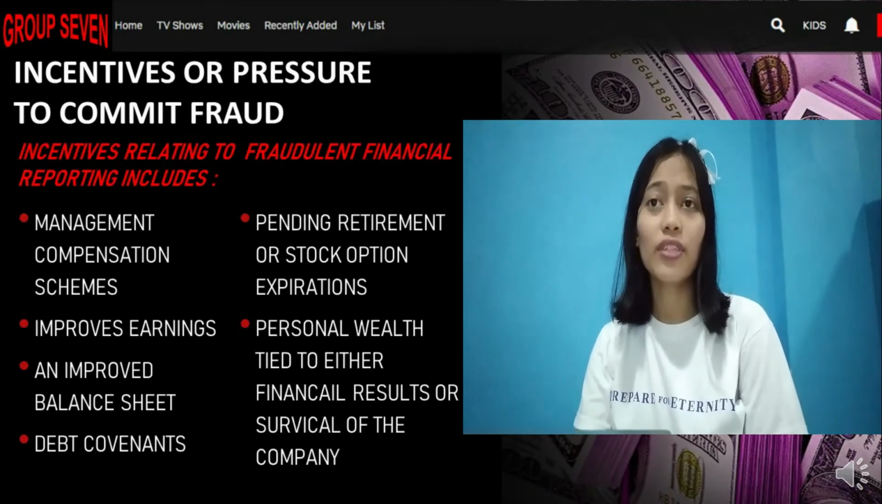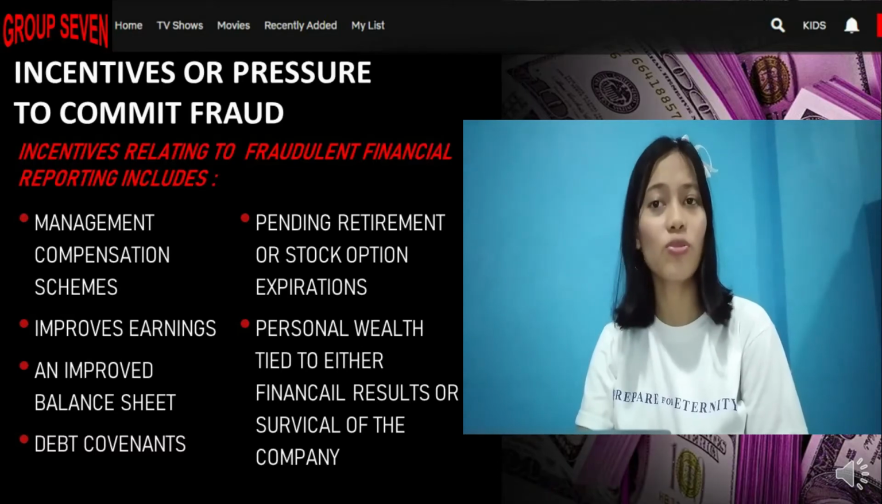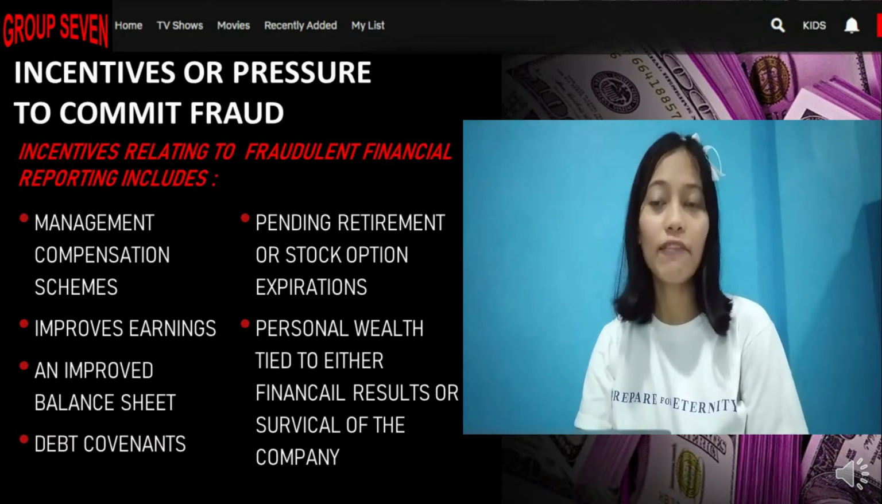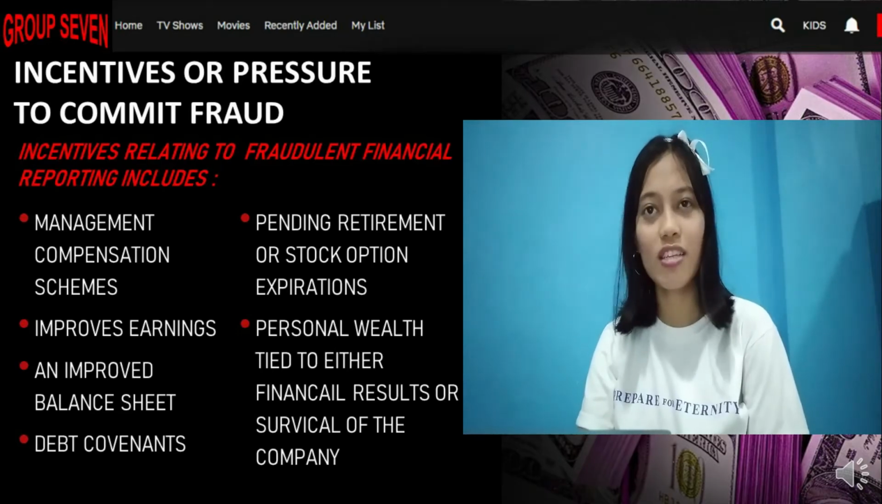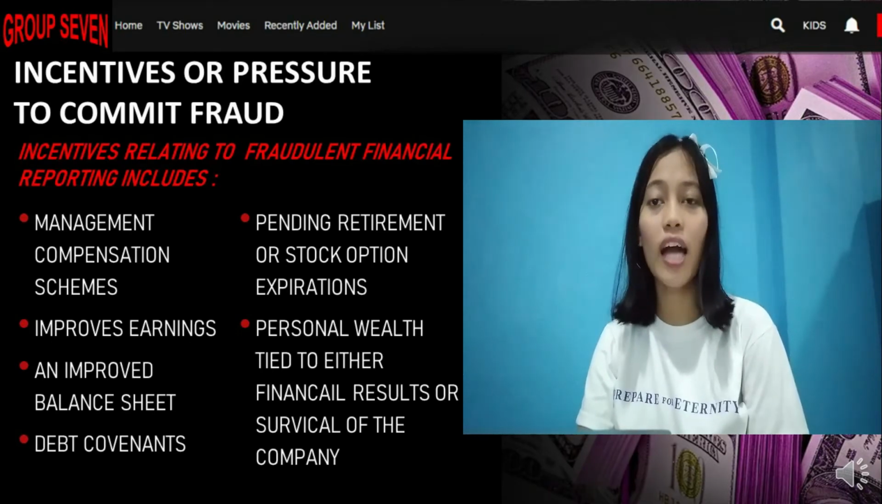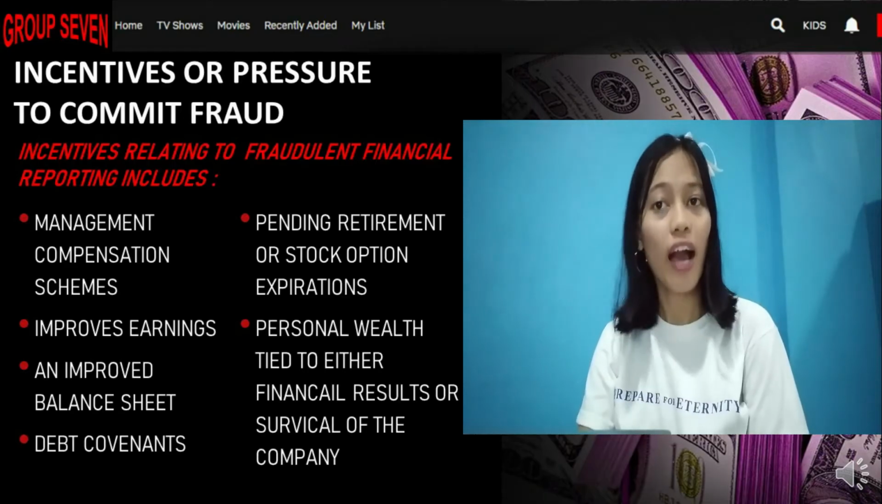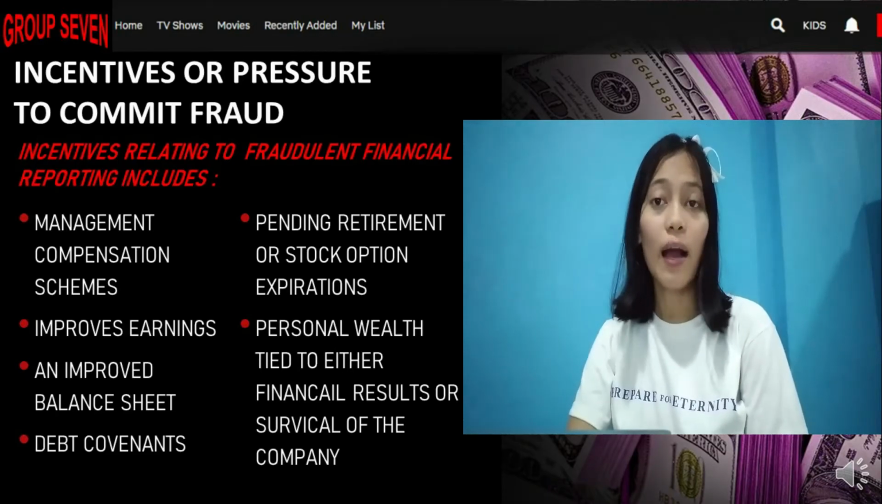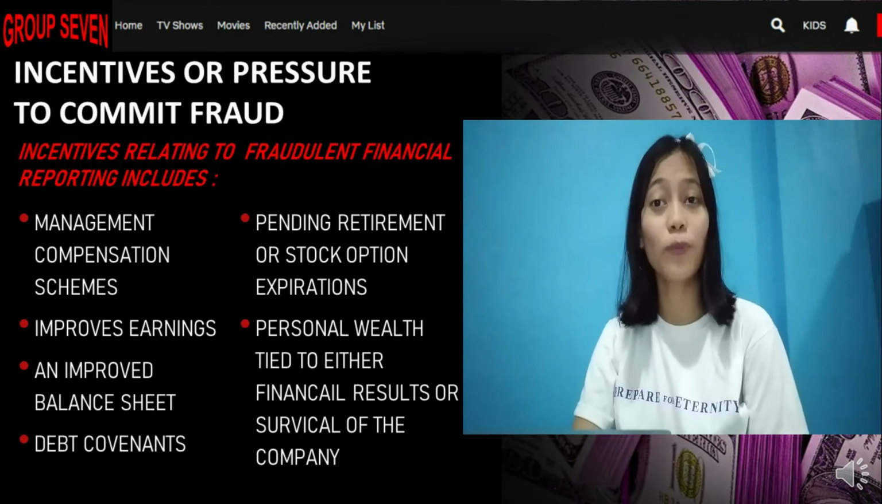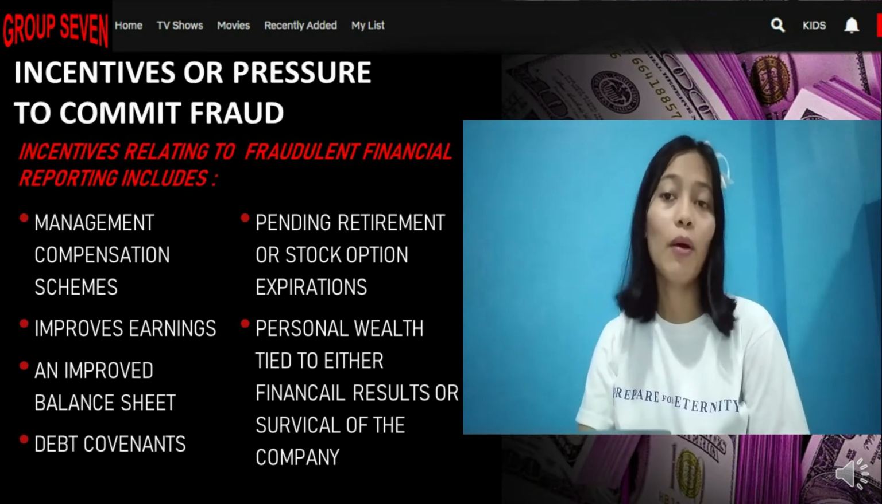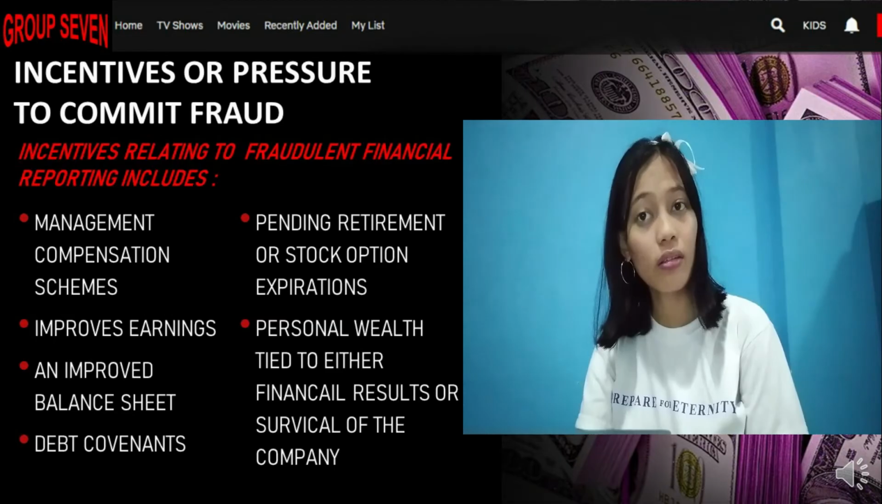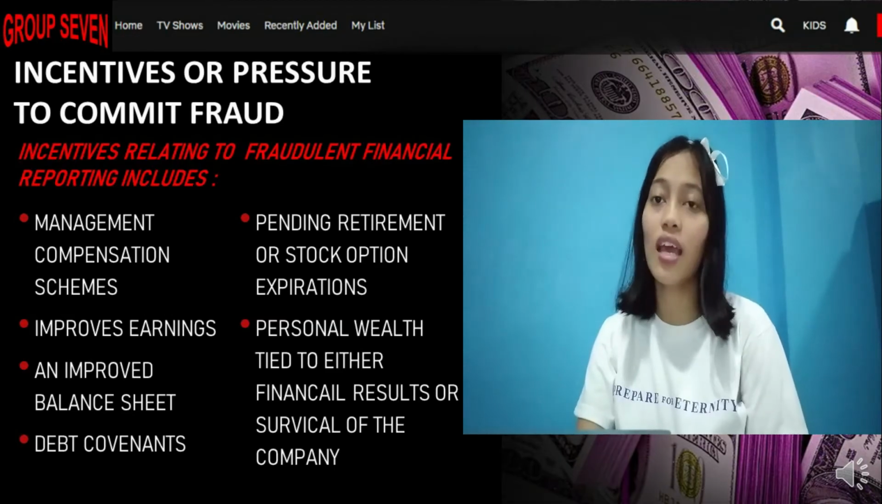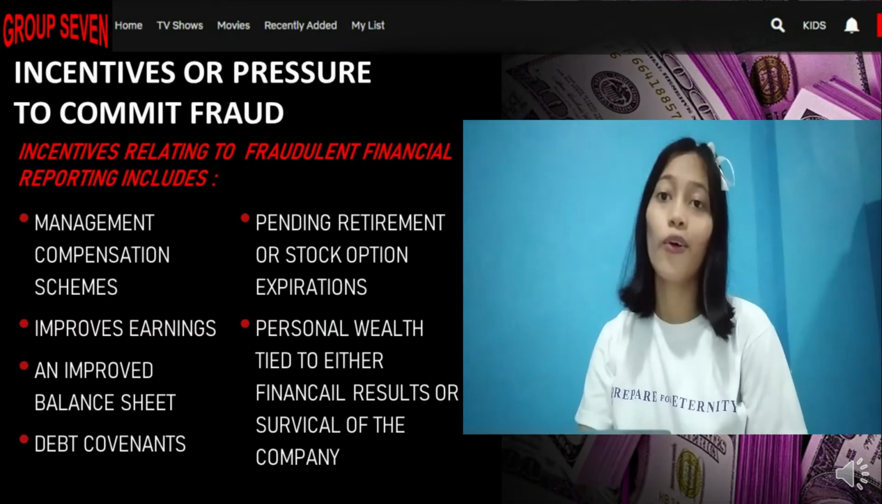Next is other financial pressures to either improve earnings or improve the balance sheet. Ito yung mga dinuduga, yung mga financial reports. Bakit? Kapag dinuduga nila yung financial report, yung mga sobrang pera doon, mapupunta sa kanila. Next is debt covenants. Gagawin mo lahat, mabayaran lang yung utang mo. So, dudugain mo lahat, diba? Next is pending retirement or stock option expirations. Ito yung mga specific na dinuduga kapag sa mga financial reports, yung mga stock option expirations, yung mga halimbawa, may binayaran na hindi naman talaga nag-exist. Kasi, napunta doon sa taong gumawa nun.